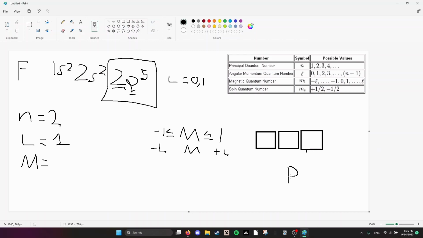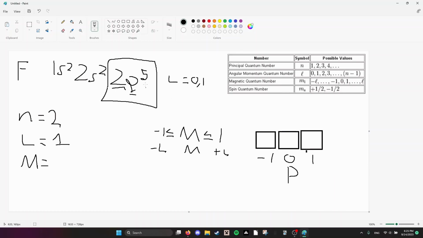All right, P. Now this, because it can be between negative 1 and positive 1, we're going to go ahead and label from left to right. This is going to be negative 1. This is going to be 0. And this is going to be positive 1. If our M could be between, say, negative 2 and positive 2, this would actually be a d orbital, because a d orbital can have up to 10 electrons, which means 5 pairs, which means you have room to add that extra negative 2 and positive 2 on the end. But in this case, just a p orbital.